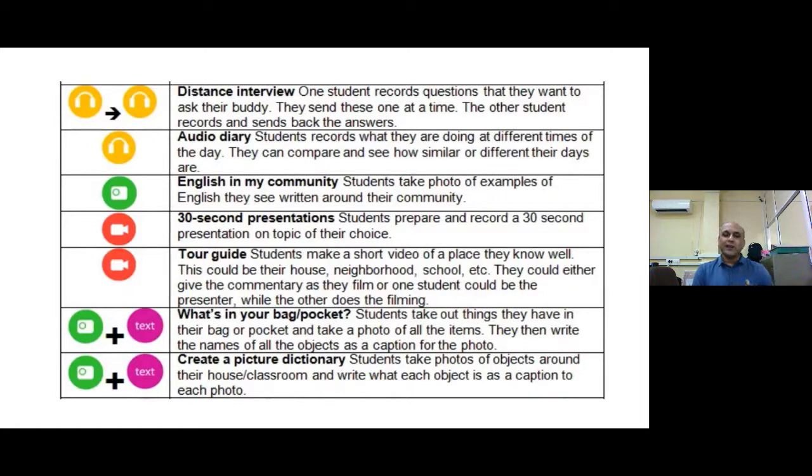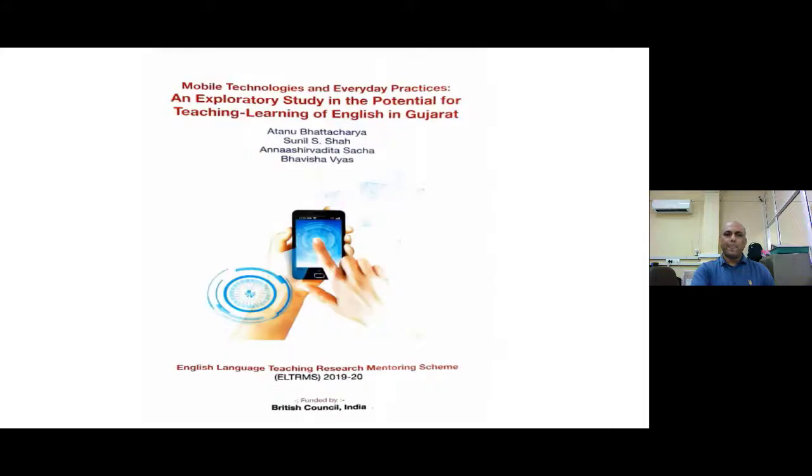Create a picture dictionary. Now, this again is a very, very interesting exercise where students click a picture, write down the word in English, write its meaning. This is a very recent study that I have known. Again, Professor Bhattacharya is featuring. Mobile technology and everyday practices, an exploratory study in the potential for teaching learning of English in Gujarat.